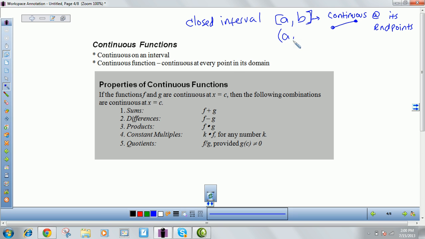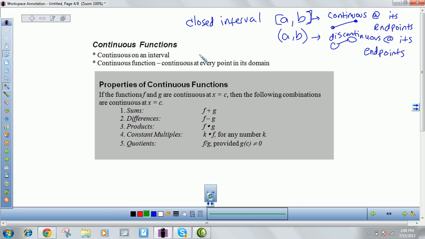Closed interval from A to B, if they use parentheses, then that means you have a graph that looks like this. They're open. So then it's discontinuous at its endpoints. Okay, so there's a difference. And then you can have any combination, like continuous at A but not B, whatever. Okay, a continuous function could also be on an open interval.